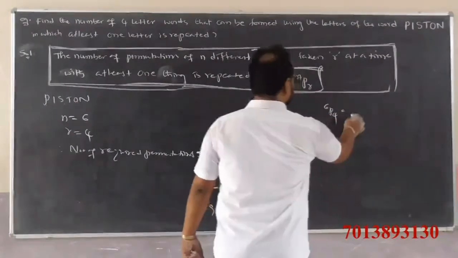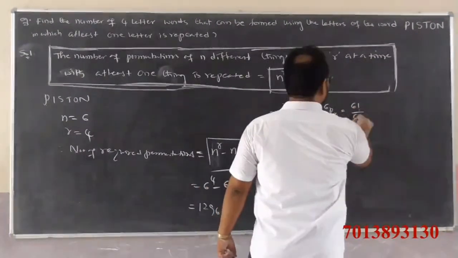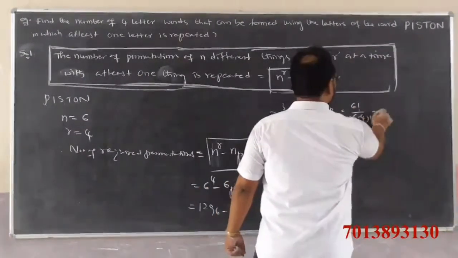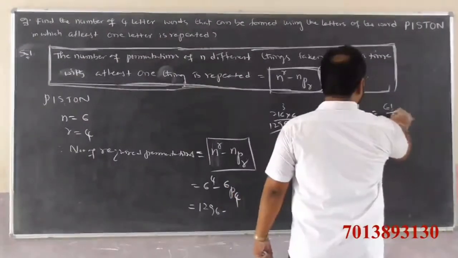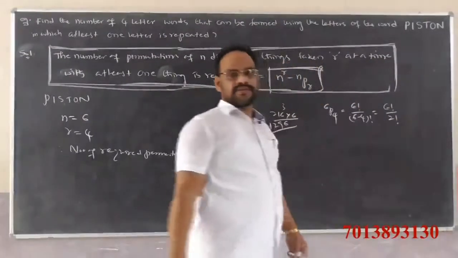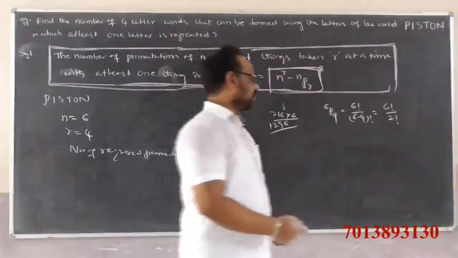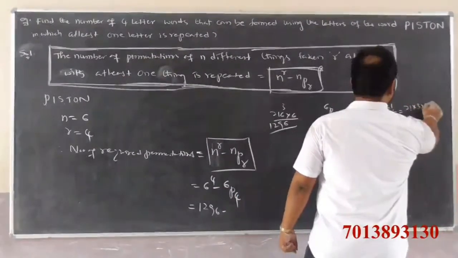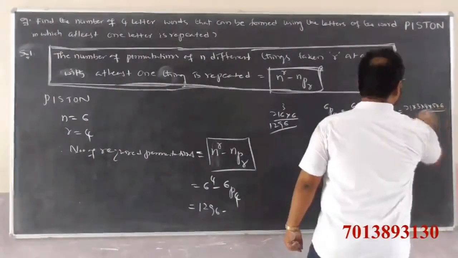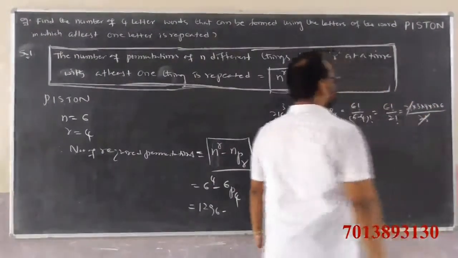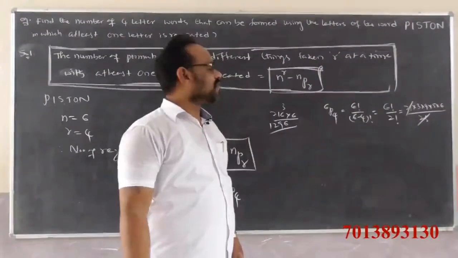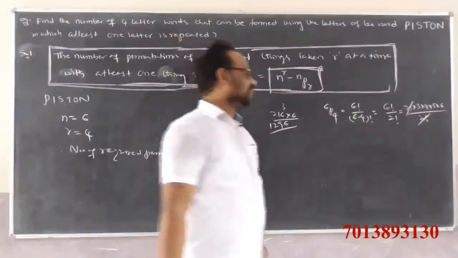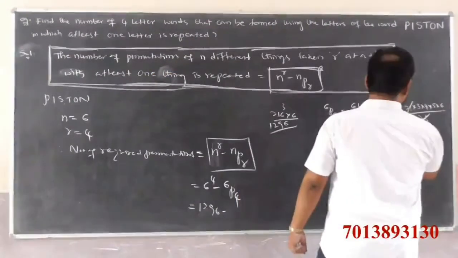6P4 is nothing but 6 factorial by (6 minus 4) factorial. That means 6 factorial by 2 factorial. That is equal to 2 factorial into 3 into 4 into 5 into 6 by 2 factorial. 2 factorial gets cancelled. 3 times 4 is 12, 12 times 5 is 60, 60 times 6 is how much? 360.